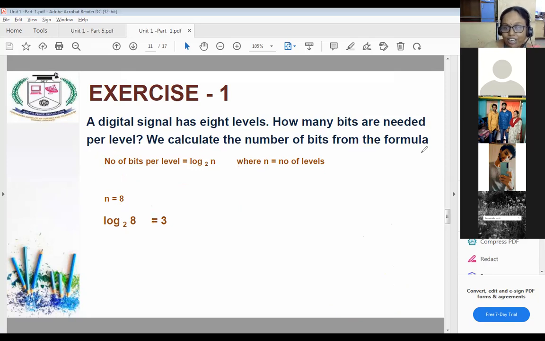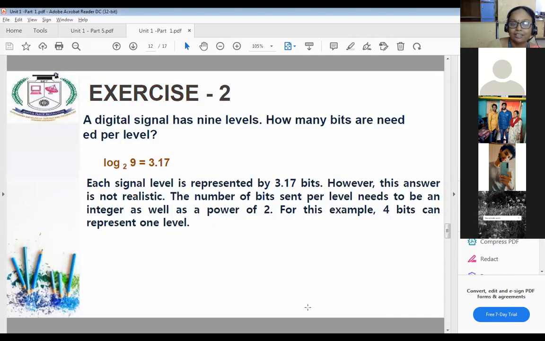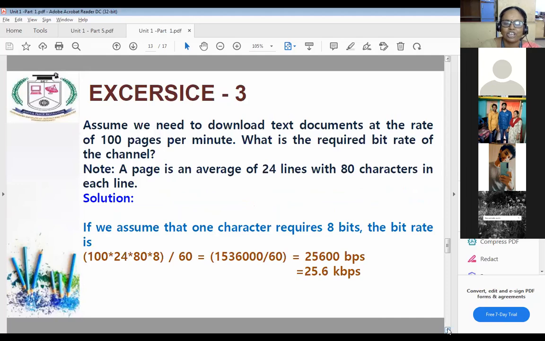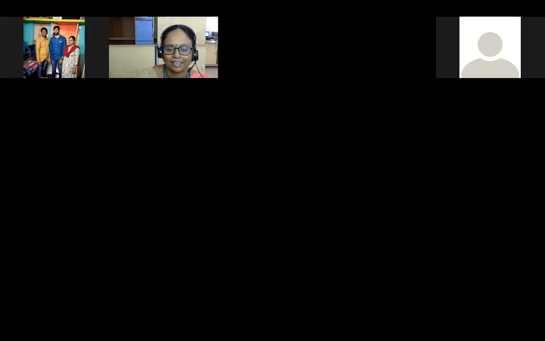Similarly, it is not only these cases. Sometimes you may not get a correct value. Sometimes 3.17, they will round off to 4. 9 bits, now how many levels? This is the way they will round off. Okay, every time we need not do that. Yes, I think I may stop my class here.